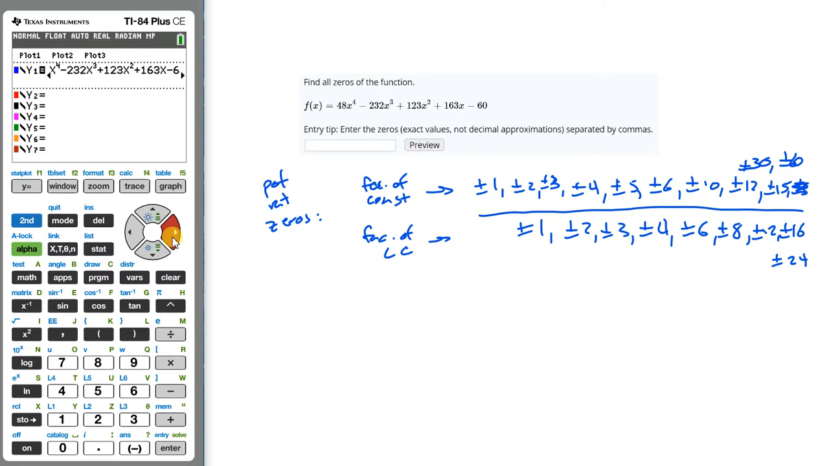And then make sure I typed it in right, minus 60. Yep, okay. So that's in there. Now, I want to first look for whole number rational zeros.